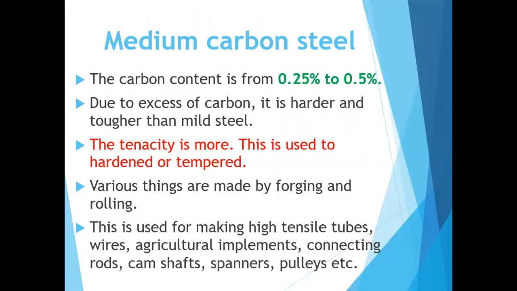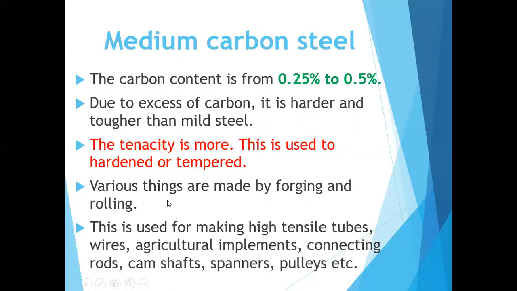What is the carbon content? It is 0.25 percent to 0.5 percent. Okay, 0.25 to 0.5 percent is medium carbon steel. Due to the excess of carbon, it is harder and tougher than mild steel. The carbon content is more compared to mild steel, so it is harder and tougher. The tenacity is more. These can be hardened or tempered.